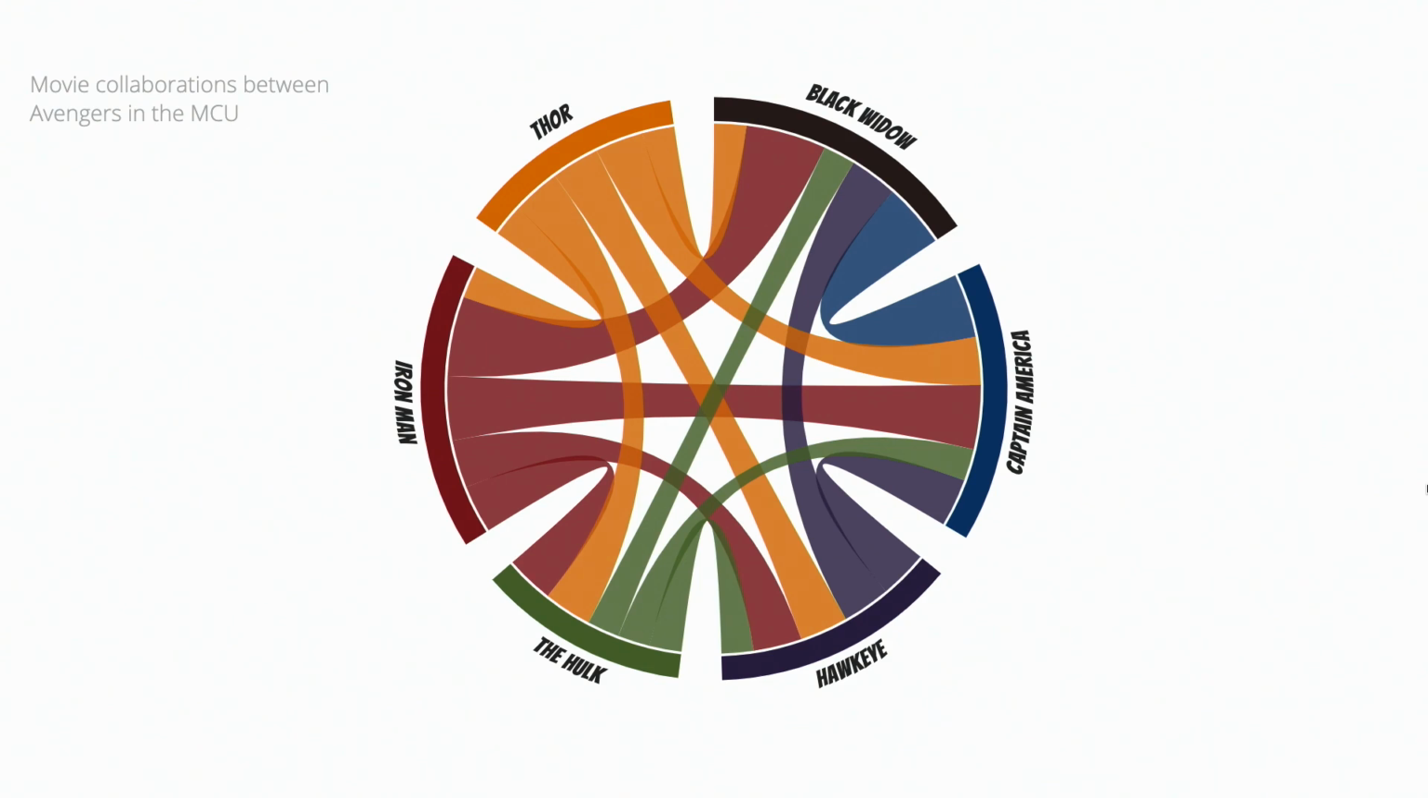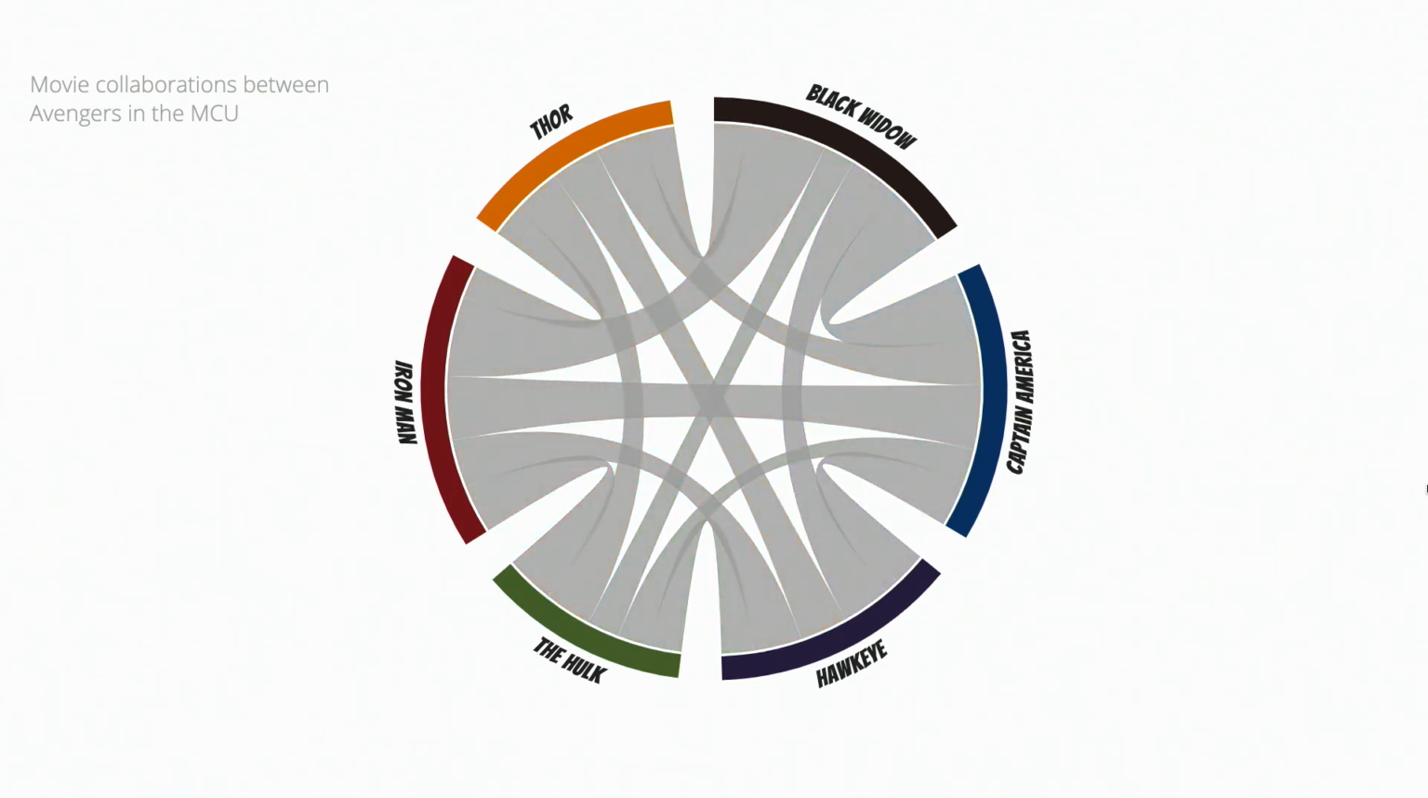And typically these chords are filled with one color. But in this case, that didn't really make that much sense because the connections are symmetrical. If Thor appeared in a movie together with Hawkeye, then the reverse is true as well. So I wanted to do something else with these colors. I could have turned them all gray, but that's totally boring. So I wanted to instead fill them with gradients.